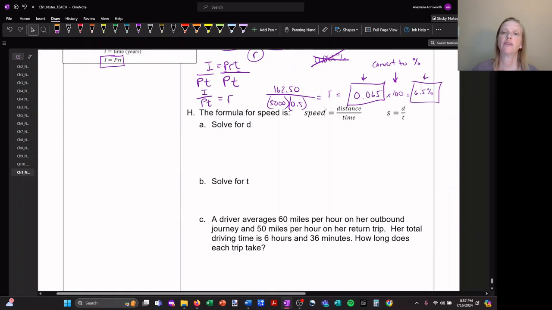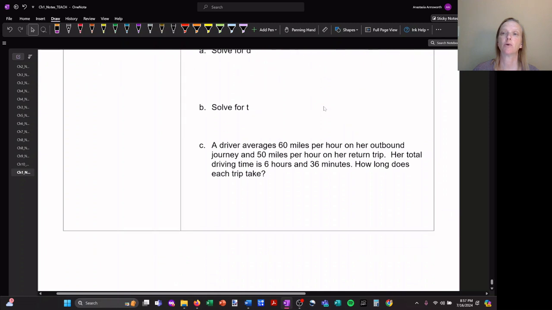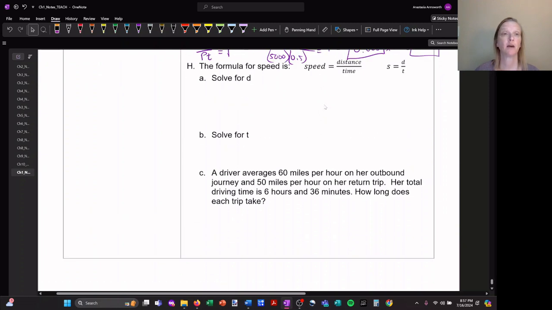Lastly, let's look at the different versions of the speed equation. We've used these a few times across this chapter, but now let's work on actually rearranging this literal equation. We know that speed is distance divided by time because like miles per hour, miles is a measure of distance, hour is a measure of time. So S equals D divided by T.